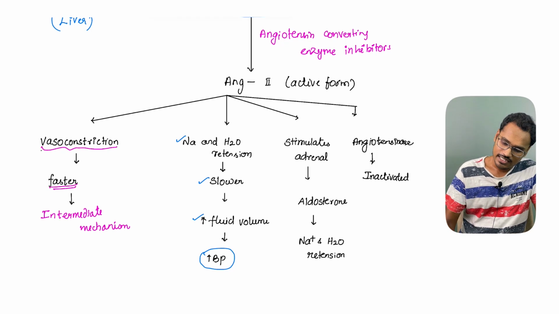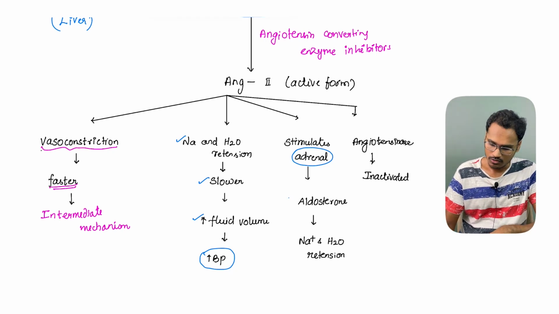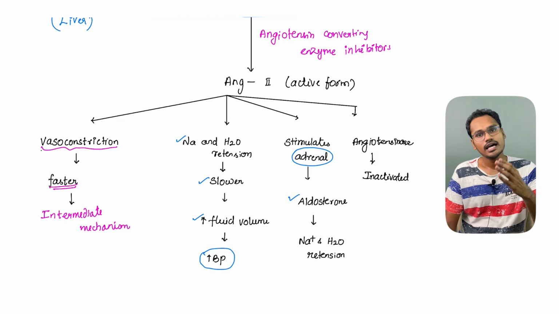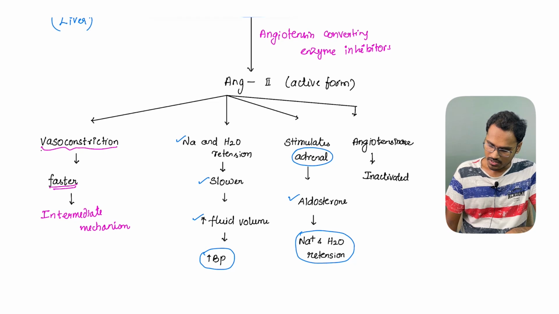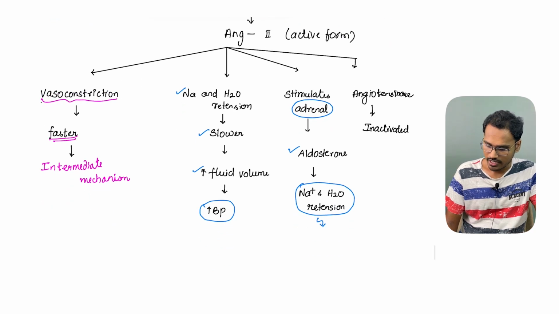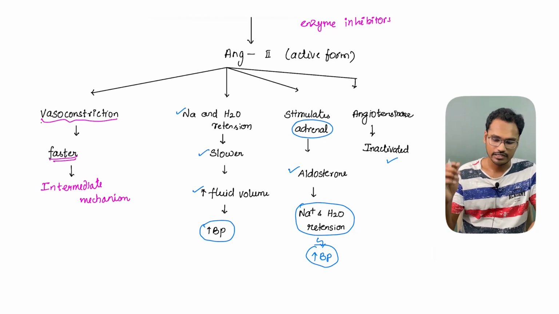Not only that, this angiotensin 2 also can stimulate the adrenal. Whenever it is stimulating the adrenal, it is going to form a compound called aldosterone. Again, this aldosterone is going to act on the nephron to cause sodium and water reabsorption. So what is going to happen to the BP again? Again, there is going to be an increase in BP. Finally, after all its action, angiotensinase is an enzyme which will make it into an inactive form.